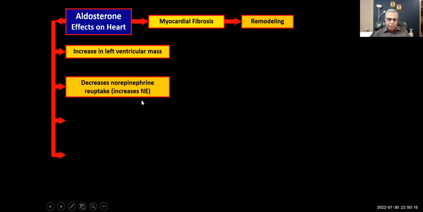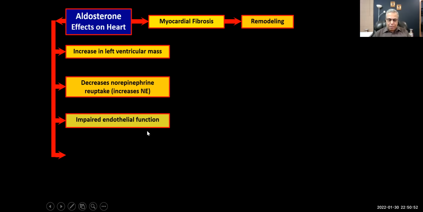Decreased norepinephrine uptake. When norepinephrine is released, after its action it is reuptaken back by the nerve terminal, if you remember that. We have cholinergic nerves and we have adrenergic nerves. Cholinergic nerves release acetylcholine, but acetylcholine after release is destroyed by acetylcholinesterase. But norepinephrine and dopamine, these catecholamines, are reuptaken back, they are recirculated, they go back into the nerve terminal. All right.